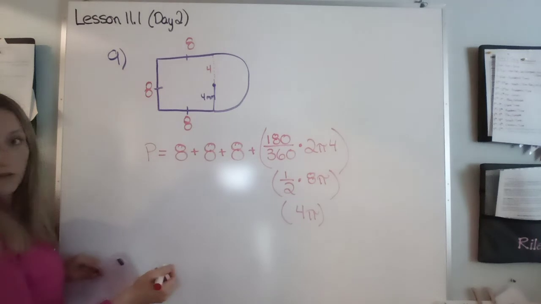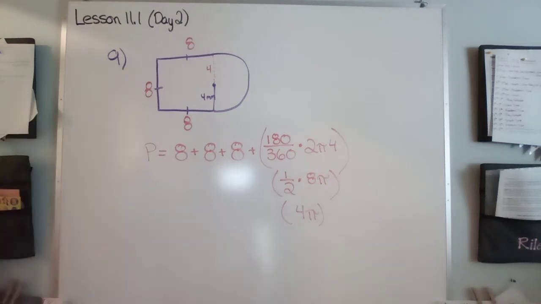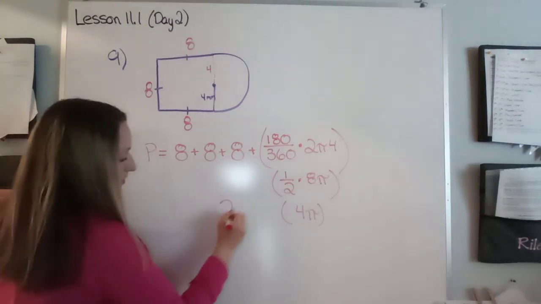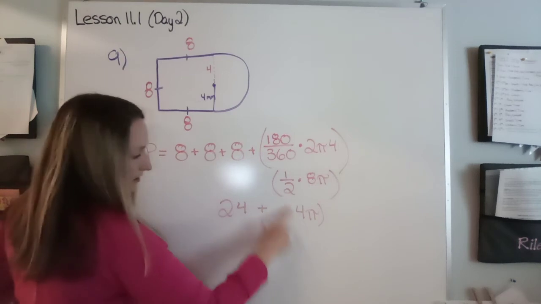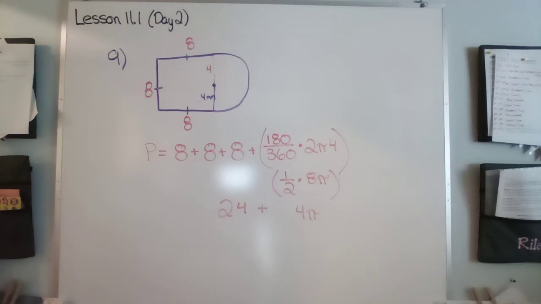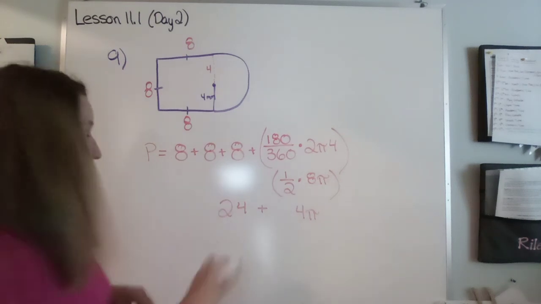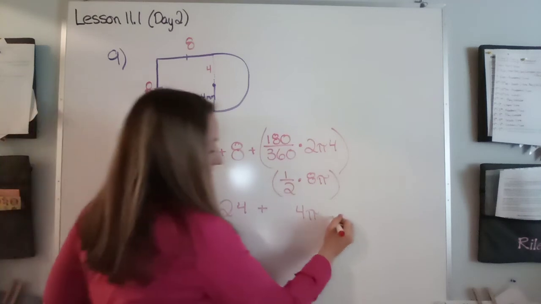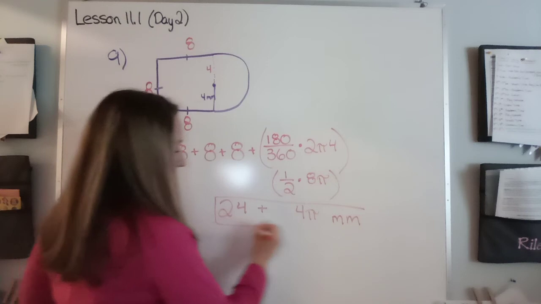So now, if I bring down the rest of the formula, I have 8 plus 8 plus 8, and I can just add that together and simplify that to 24. I have 24 plus 4 pi. I'm going to drop the parentheses. I don't need those. All right, so 24 plus 4 pi. And again, it doesn't say to round, so that is exactly how you're going to leave your answer. Just label it, and there you go.